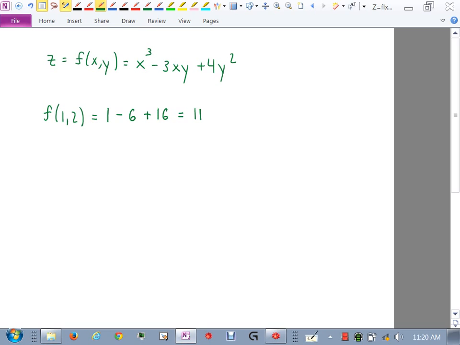So basically, I'm just trying to get an idea of what's going on here. I have a three-dimensional graph. Here's x, here's y, here's z. I'm going out 1 on the x-axis. I'm going out 2 on the y-axis. That puts me here. And then when I plug that point in to the function, it comes out, and I'm up here at some point, and that's 11 units high, right? That's on the surface. Are y'all with me?